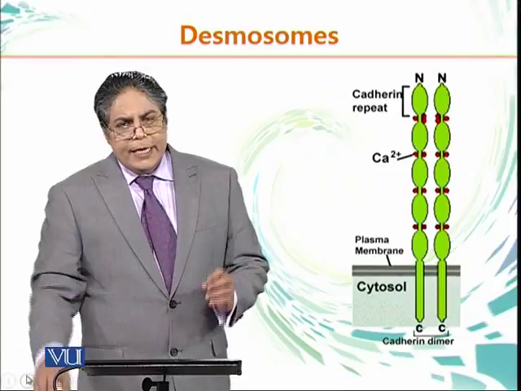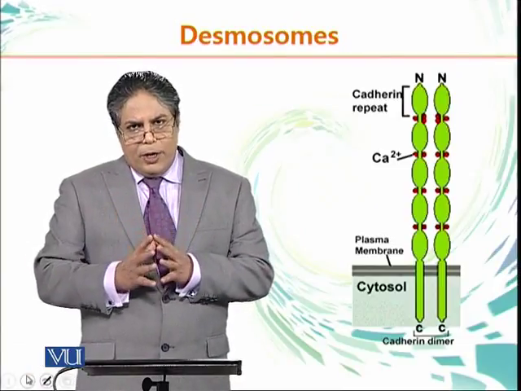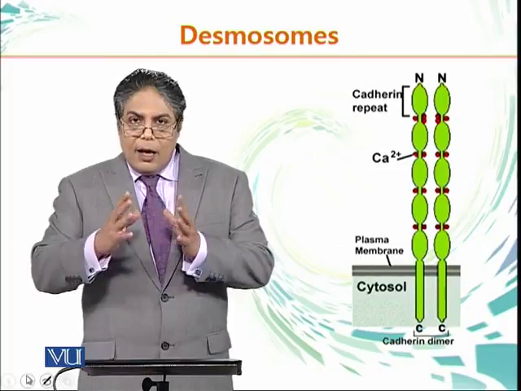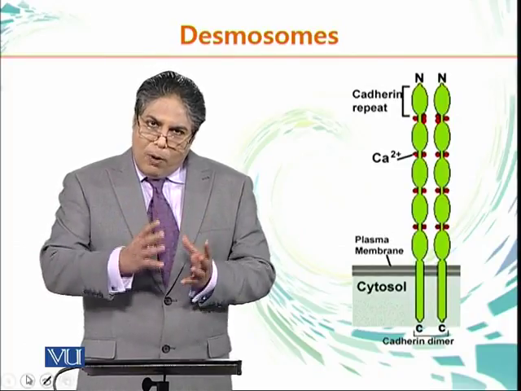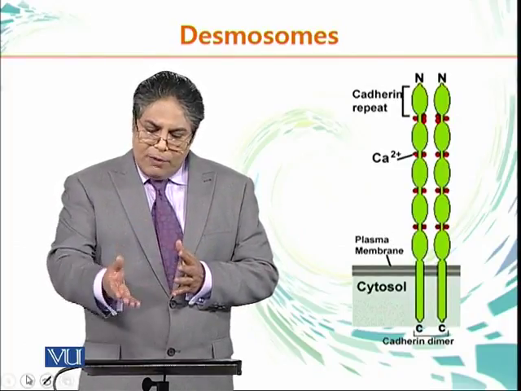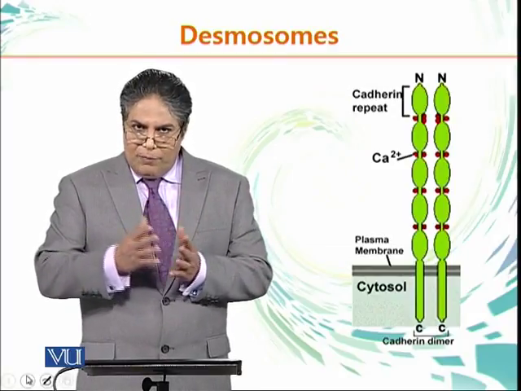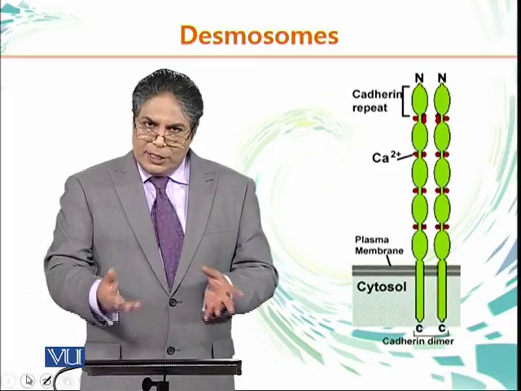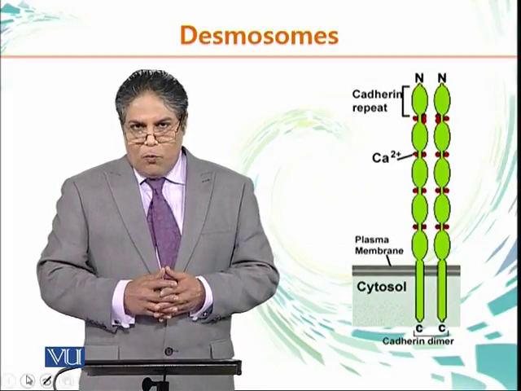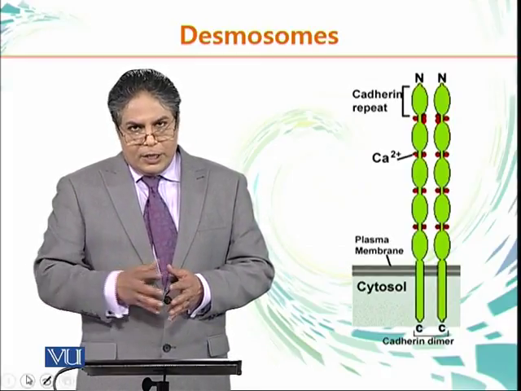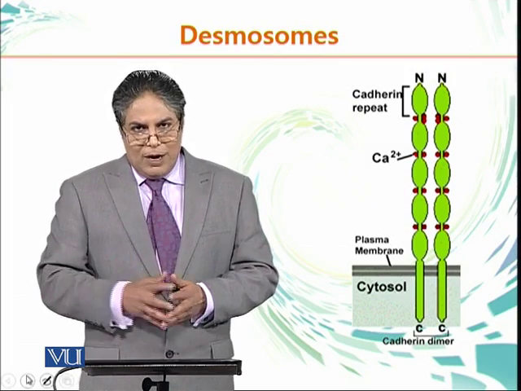So we have seen the structure of cadherin molecules, and we have also seen that this molecule requires a divalent cation, for example, calcium, to stay stiff and functional. Calcium ions' presence is important for functioning of this molecule. We will look at other types of junctions in our later modules.